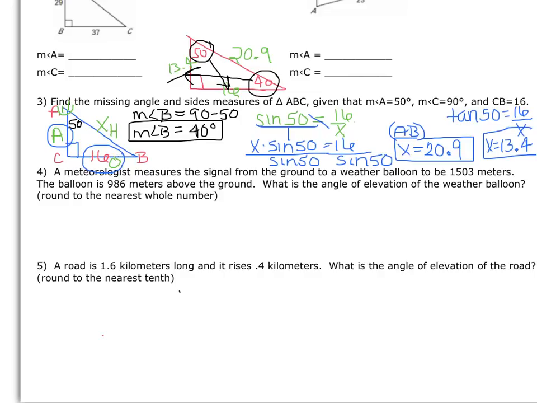All right. So here, let's draw a picture. A meteorologist measures the signal from the ground to a weather balloon to be 1503 meters. So we have a meteorologist. He's going to measure the signal from the ground up to a weather balloon to be 1503 meters. The balloon is 986 meters above the ground. What is the angle of elevation?